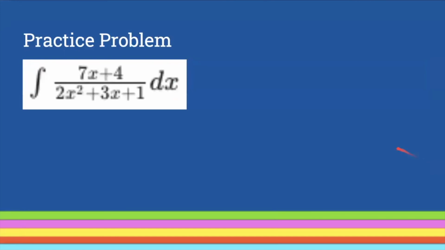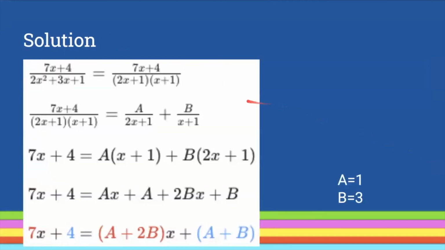To solve this, you would factor the denominator into 2x plus 1 times x plus 1. And this fraction can be broken down into a over 2x plus 1 plus b over x plus 1. And multiplying both sides by this denominator, you'll get this. And then distributing on the right side and grouping together the terms with and without x, you'll get 7 equals a plus 2b and 4 equals a plus b. So solving, you'll get that a is equal to 1 and b is equal to 3. And then you can plug those in to our original decomposition.